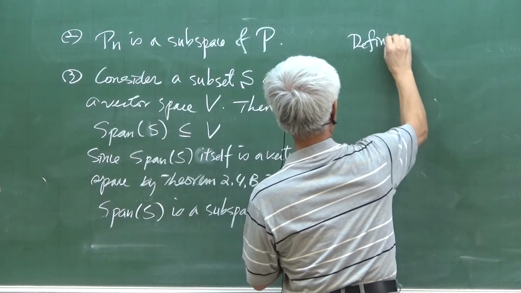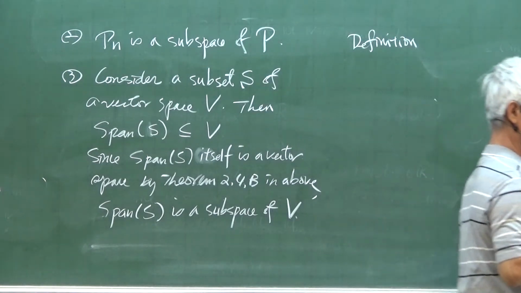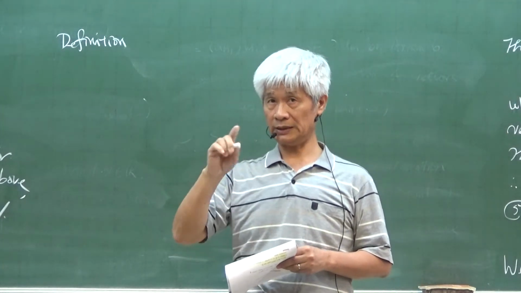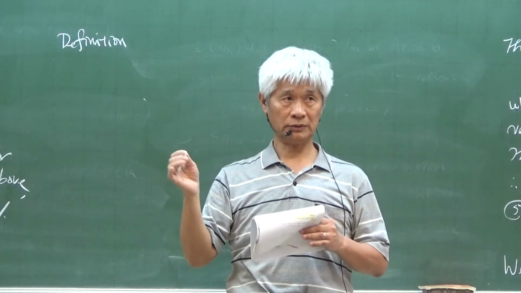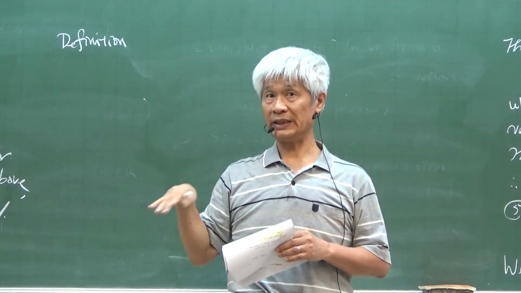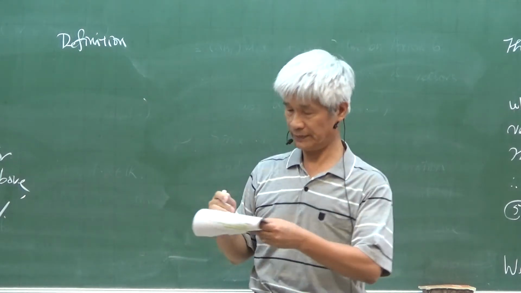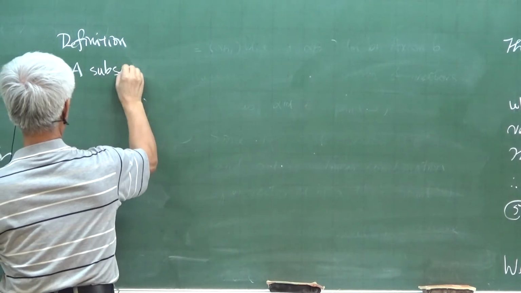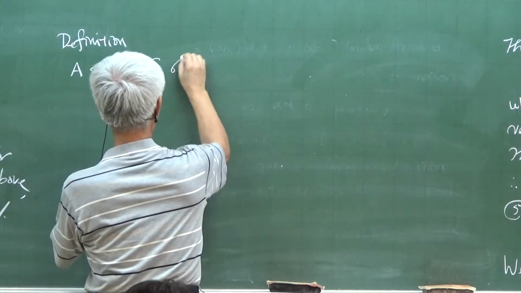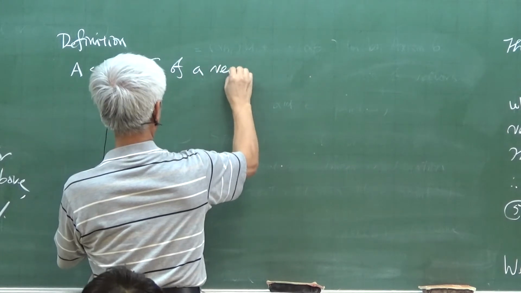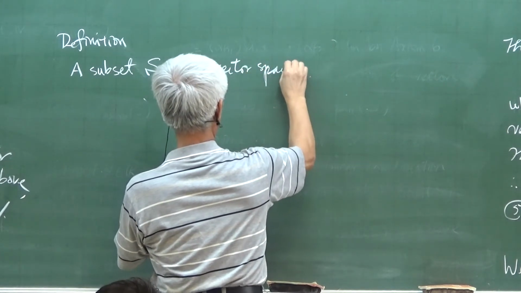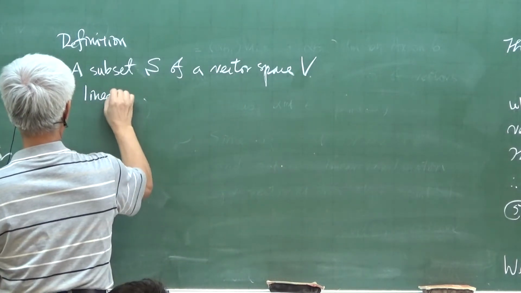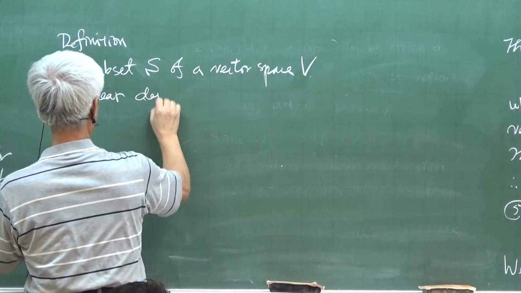All right. Now we extend linear independence and linear dependence for vectors in Rn, like we defined before for column vectors. We can extend the concept to arbitrary vector spaces. So a subset S of a vector space V is linearly dependent.